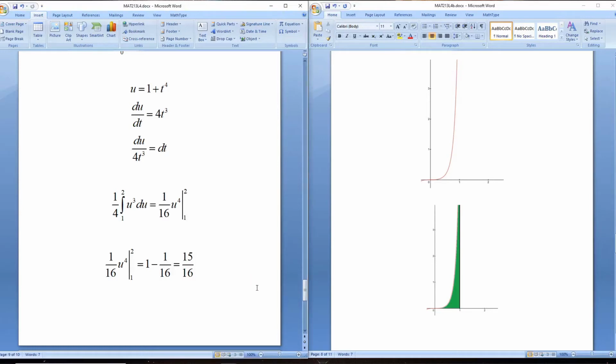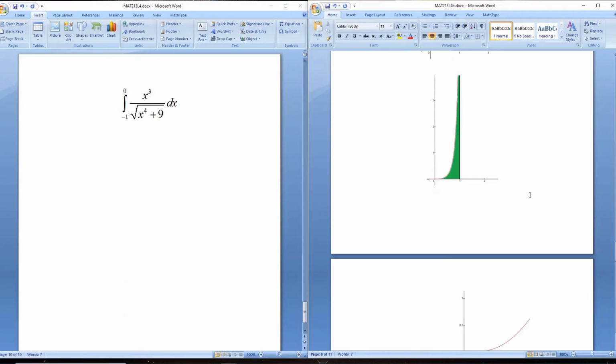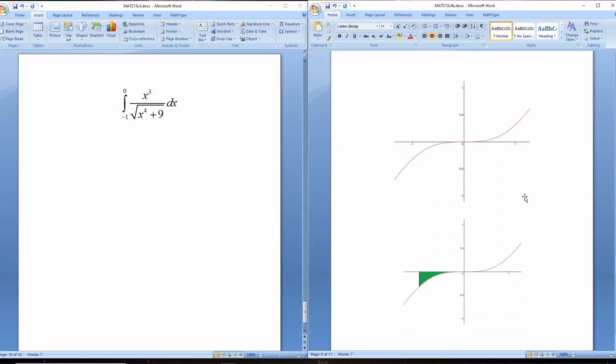So let's try another one. And let me show you what that looks like. There's the function. We're going from -1 to 0. So again, there's our green area that the integral is going to give us. And another substitution example. And MyMathLab does do a pretty good job of telling you this one needs substitution. So to help you along with that, make sure you're looking for that.